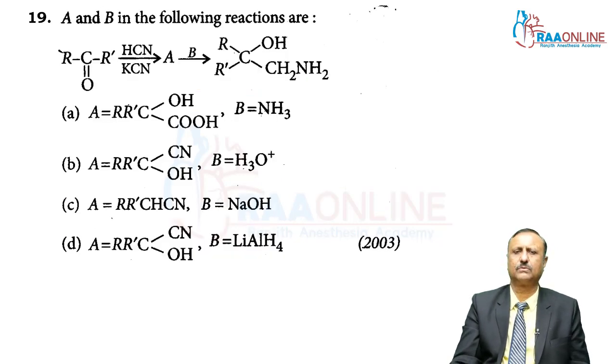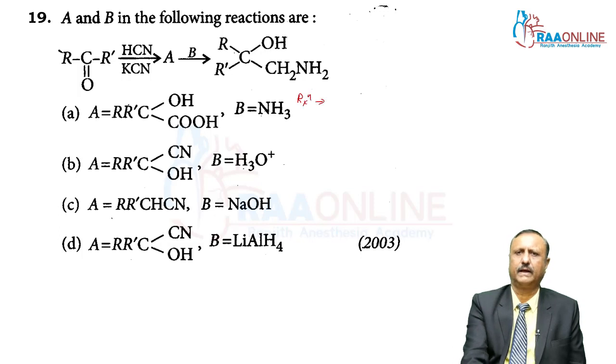Now, my dear friends, we can go to the question number 19, which is asked in 2003. Here, my dear students, this is the reactions, and in this question says A and B in the following reactions are A and B. What is the A and B? Here you can see here carbonyl compound is present, and here this carbonyl compound oxygen gets negative charge and carbon gets positive charge. Here you can see here HCN, H positive, CN minus. So this minus ion attacks on this plus.